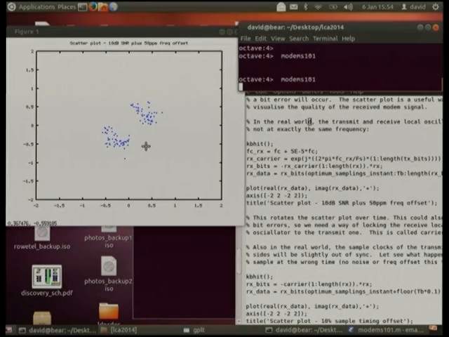Now how we fix that is we don't manually adjust the receiver frequency. We have an algorithm called carrier recovery or frequency estimation that automatically works out the difference between the transmitter and receiver frequency, and then adjusts that using some DSP magic. And that's called carrier recovery.